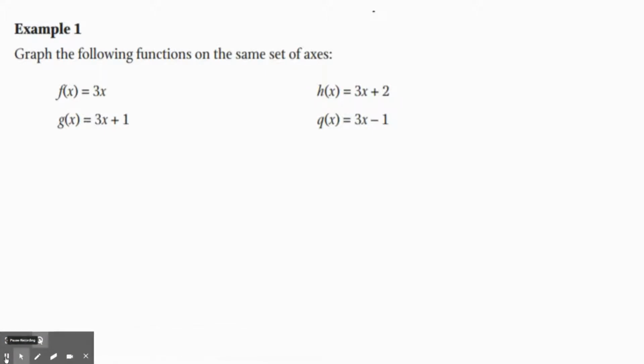Example 1, graph the following functions on the same set of axes. Now notice each of these functions has a different k value. Of course, the k value in the f of x function is 0, but notice they're all different values that are being either added or subtracted from that original 3x.